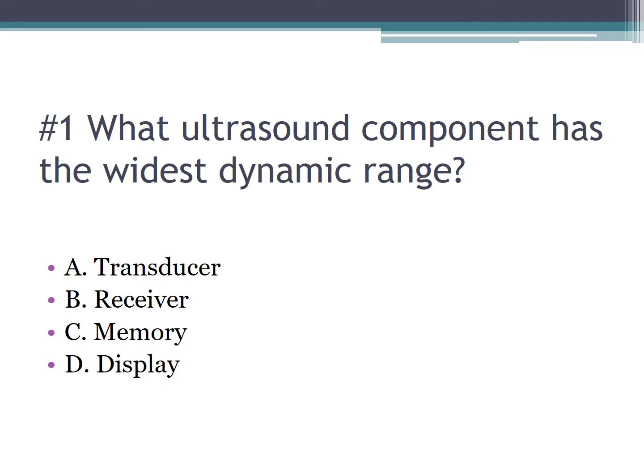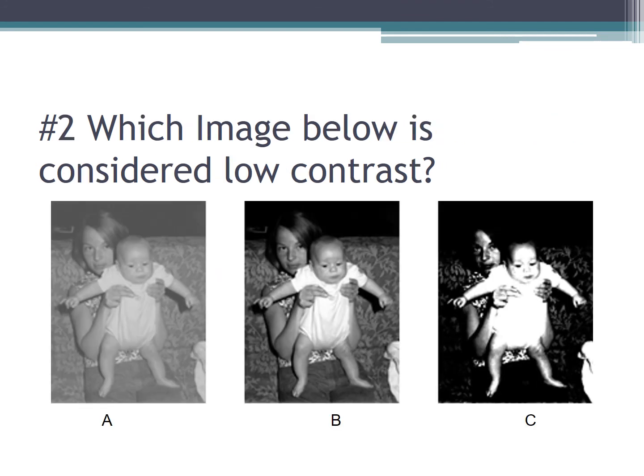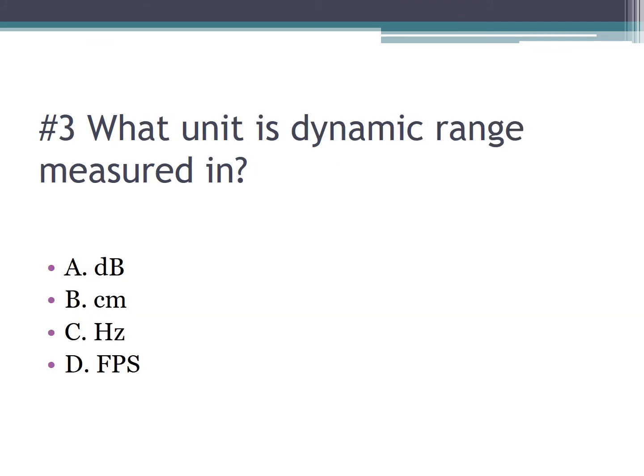So number 1, what ultrasound component has the widest dynamic range? Is it A, transducer, B, receiver, C, memory, or D, display? Number 2, which image below is considered low contrast? Is it A, B, or C? And number 3, what unit is dynamic range measured in? A, decibels, B, centimeters, C, hertz, or D, frames per second?